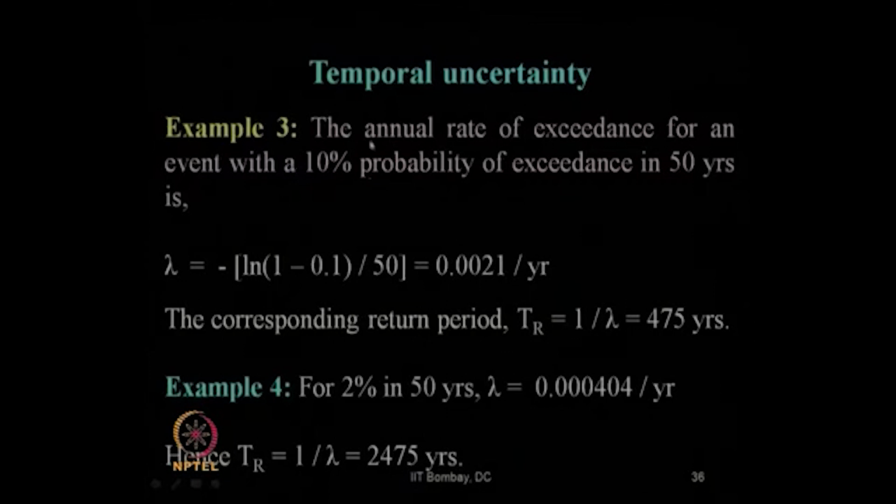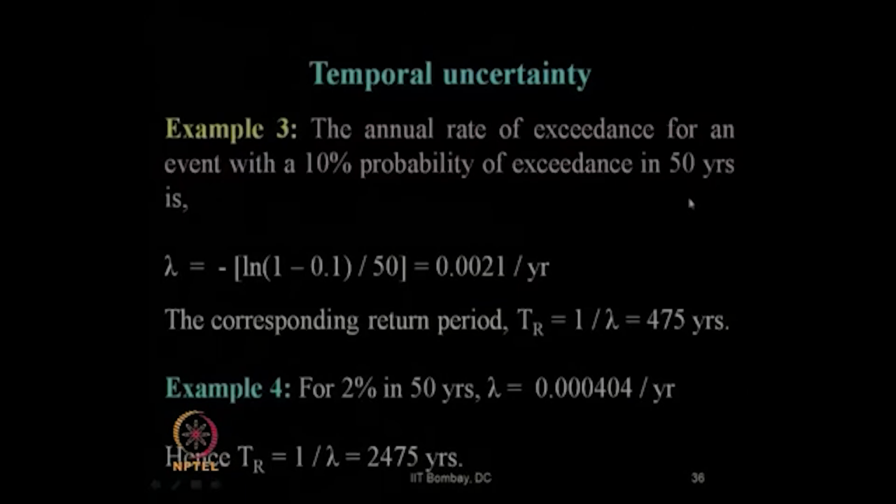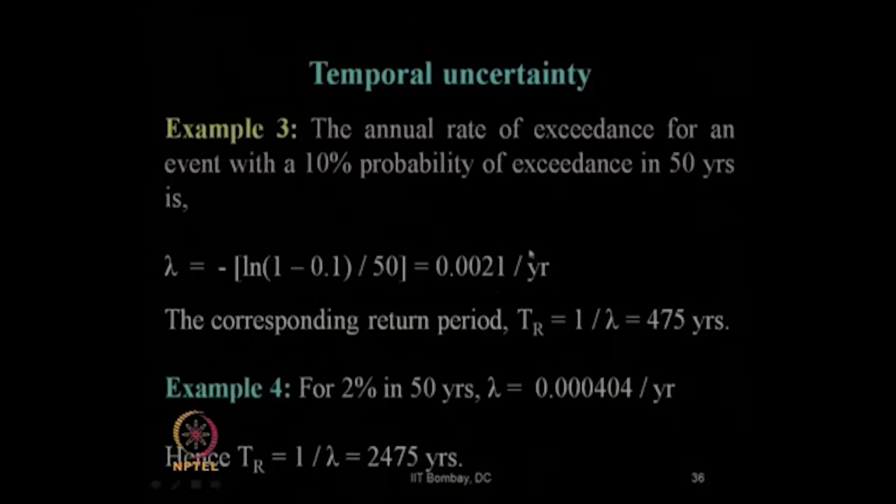That means a particular event, let us say magnitude of 6.5, will occur with a probability of 10% in 50 years time. So, what is the annual rate of exceedance? We need to find out. If we put in that expression of lambda, which is nothing but at least once, so minus ln(1 minus probability), where probability is 10%, that is 0.1, divided by t, where t is 50 years, it comes out to be 0.0021 per year. So, that is the mean annual rate of exceedance.